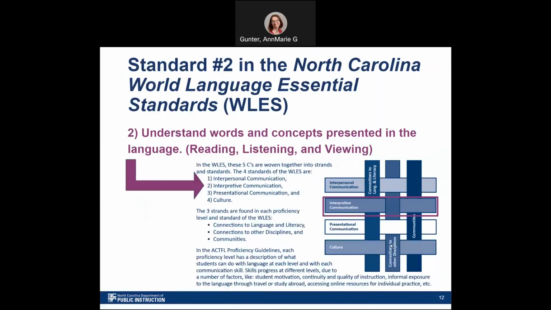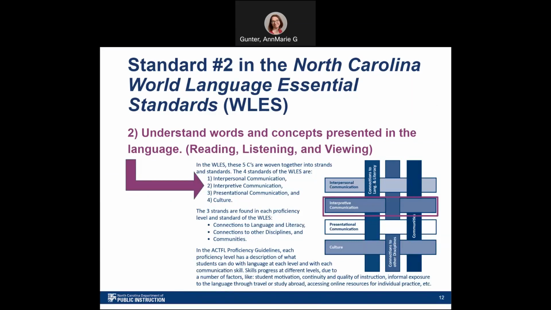Before we jump into that, we also want to remind you about how what we're focusing on with biliteracy is supported by our state standards. If you're joining us from outside North Carolina, of course, I'm sure you have similar standards for language development and language acquisition. But here in North Carolina, for the North Carolina World Language Essential Standards, standard number 2 specifically looks at interpretive communication, which is reading, listening, and viewing.